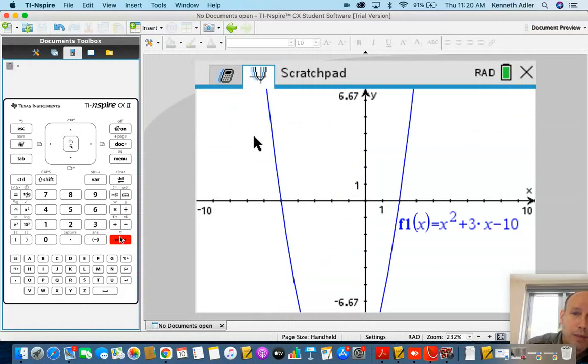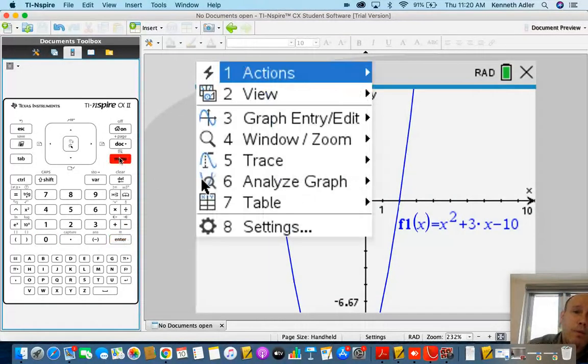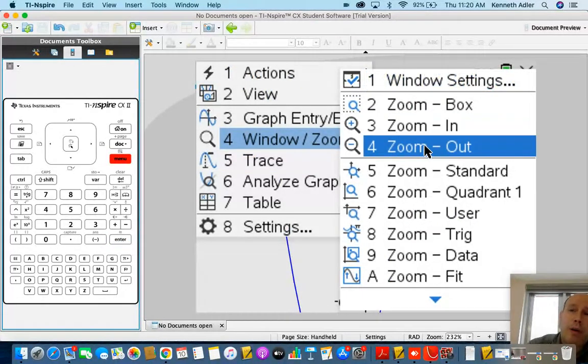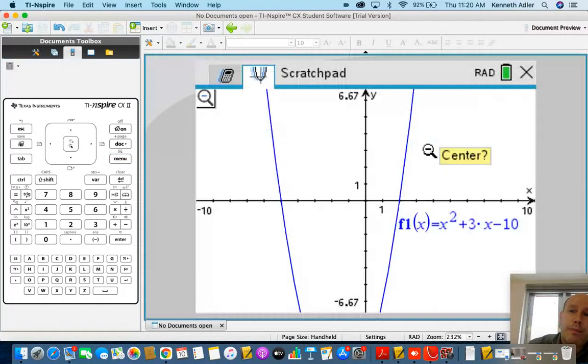And hit enter. Let's see. Okay, you know what I'm going to do? I'm going to zoom out. Menu, window, zoom. Let's zoom out a little bit. And let's go down there. Let's see if I can get this.